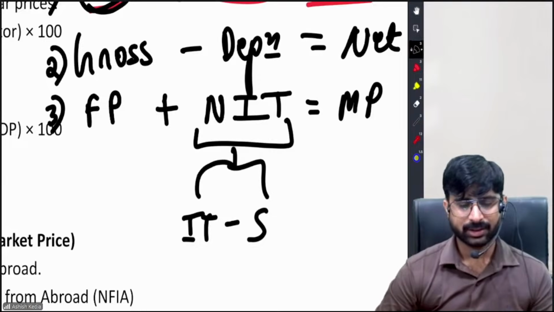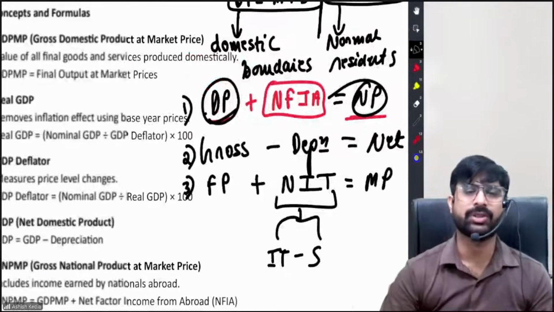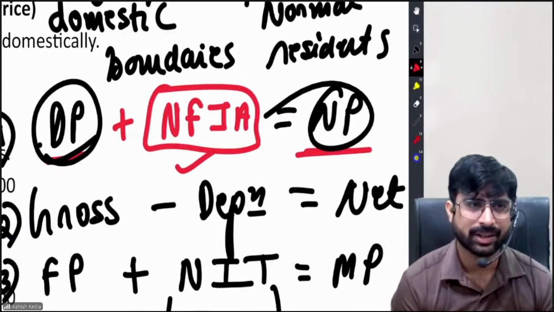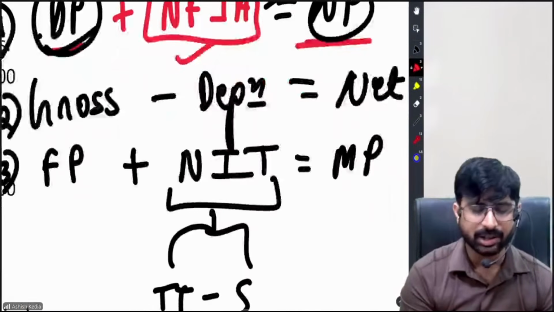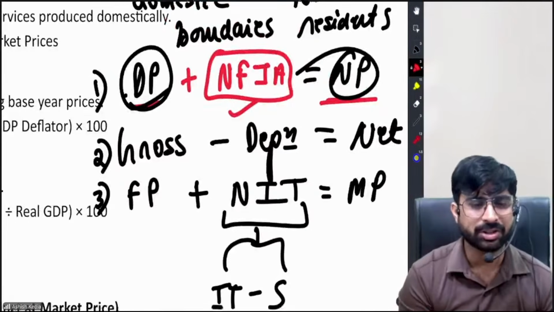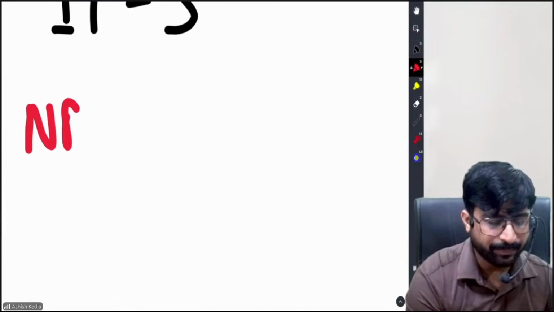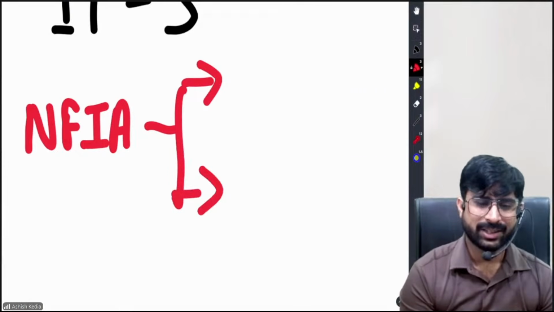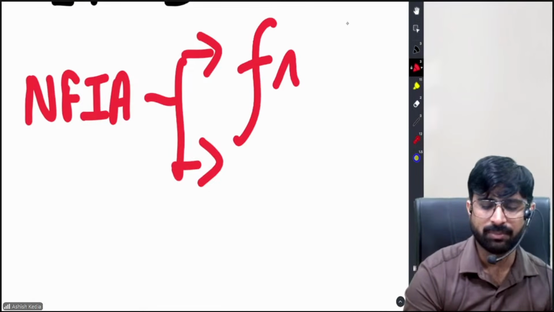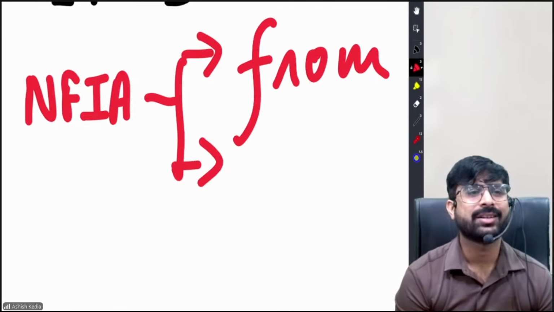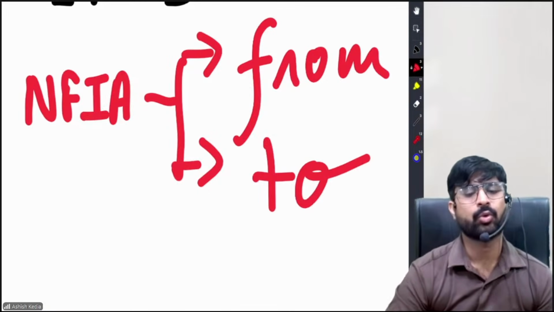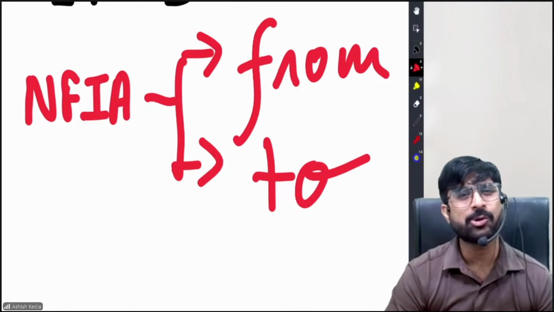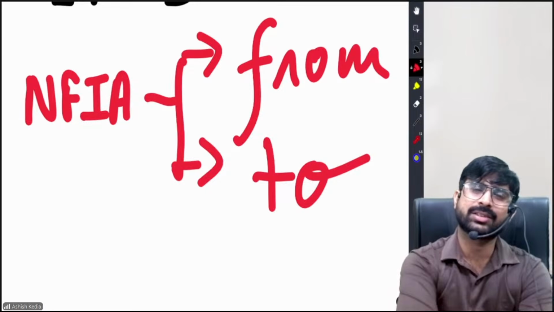Now, class, another area of discussion. When they have given you NFIA, I had circled it in red for later discussion. Class, NFIA has two meanings. First meaning, net factor income from abroad; second, net factor income to abroad. What do you mean, sir? From abroad and to abroad? See, it has two meanings, class.